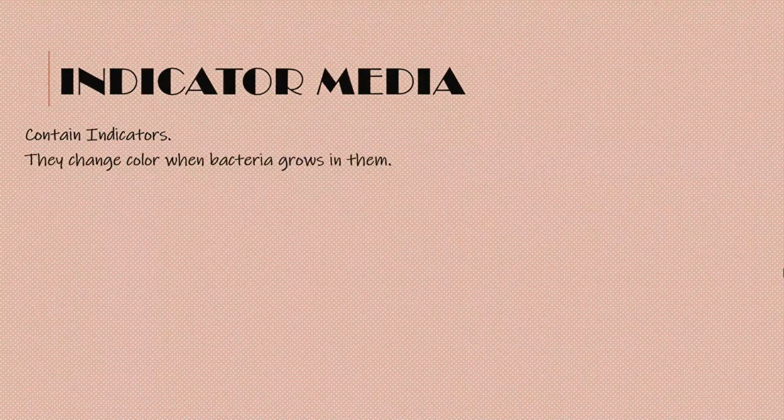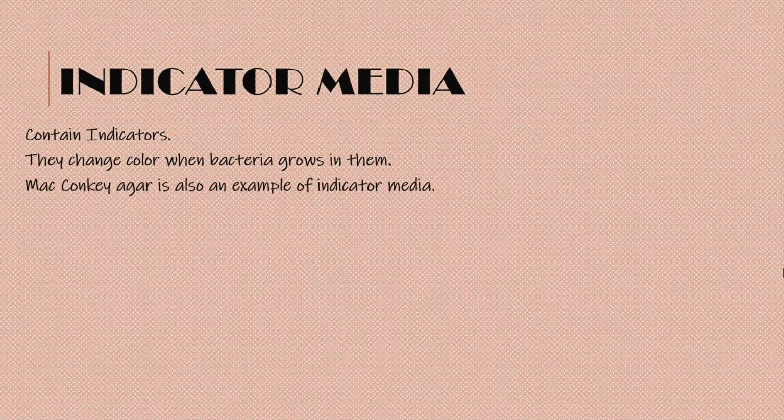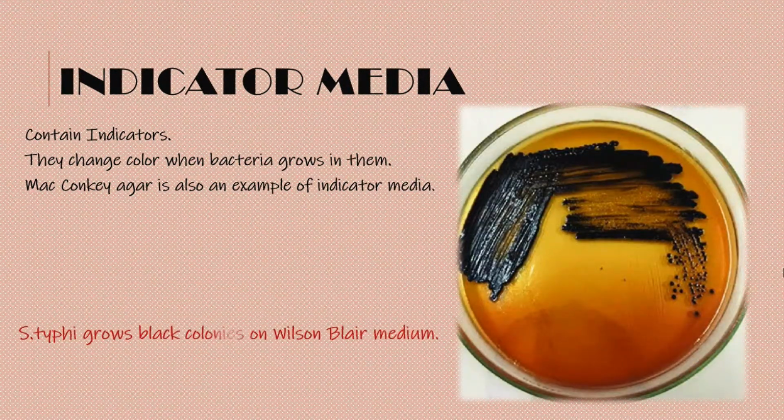The indicator media. This media contains indicators. They change color when bacteria grows on them. McConkey agar is also an example of indicator media. Other examples include the Wilson-Blair medium, where it shows black colonies when Salmonella typhi bacteria is grown.